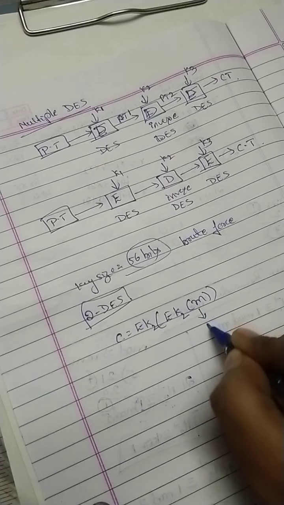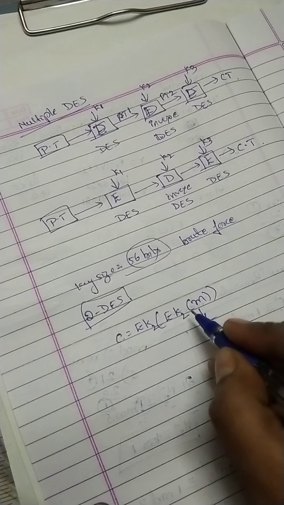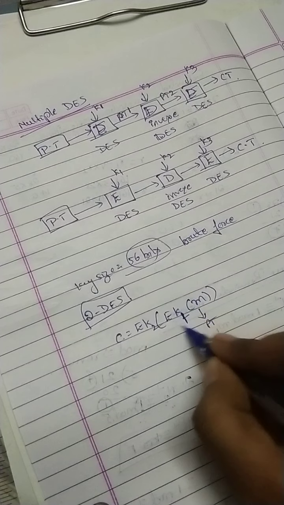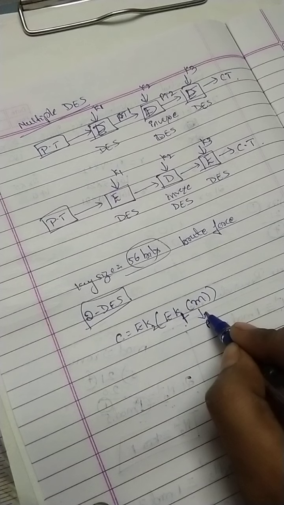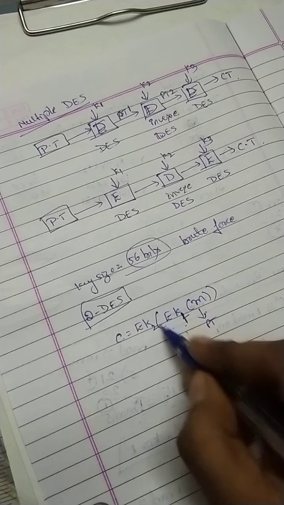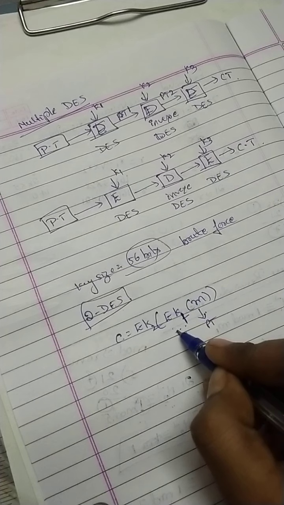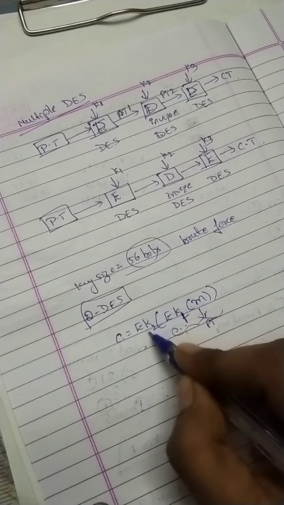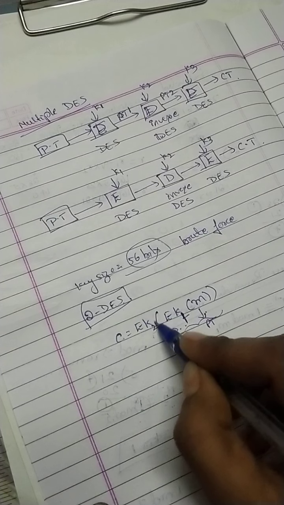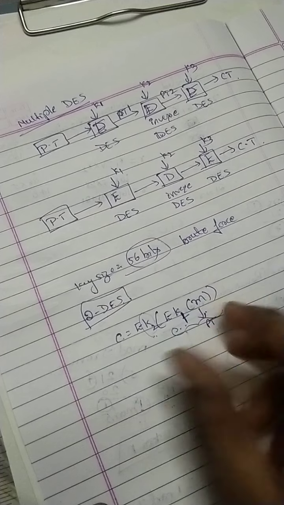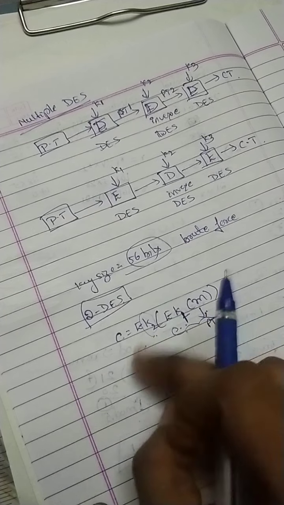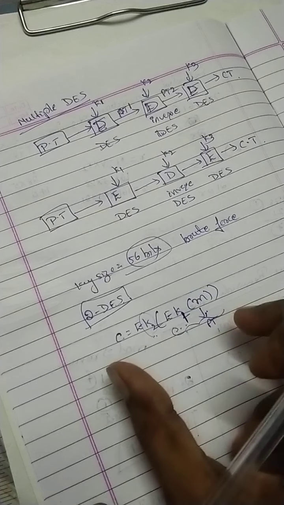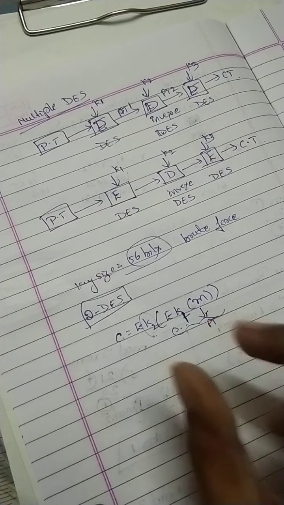So this is our plain text. We apply key 1 and the DES encryption algorithm on this message. Whatever result we get, we again apply the DES algorithm using key 2. When we do it twice, we get the ciphertext. This method is used only when the key size is very small.